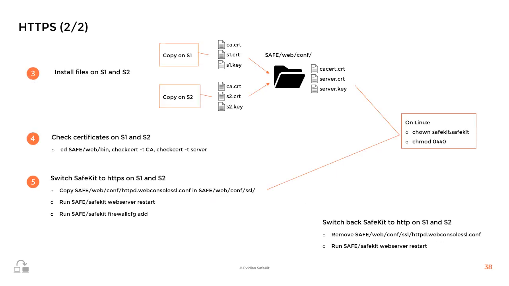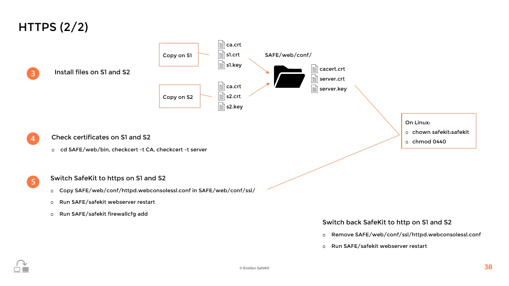Let's now consider the installation of the 3 certificates on the server side. First, take the CA certificate, the S1 certificate, and the S1 key, and place them in the web/conf directory on the S1 server. Rename these files to cassert.crt, server.crt, and server.key, respectively. Similarly, take the CA certificate, the S2 certificate, and the S2 key, and place them in the web/conf directory on the S2 server. Rename these files to cassert.crt, server.crt, and server.key.